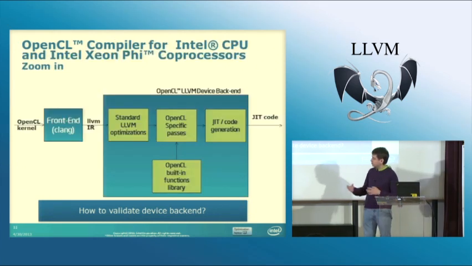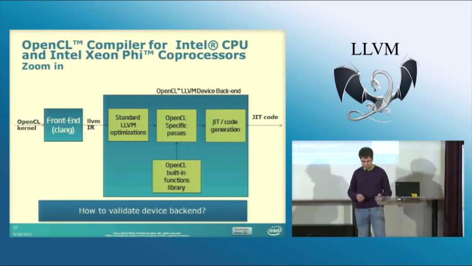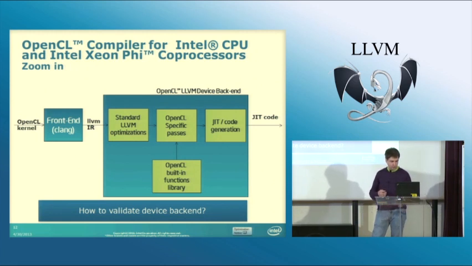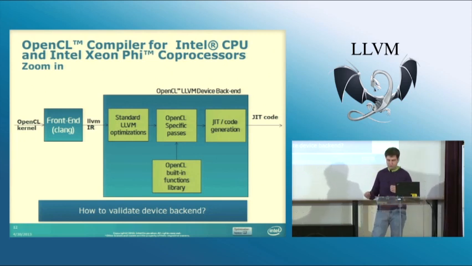For doing this, let's consider the data flow of code in our compiler. First we use the front end, which is Clang based. It takes as input an OpenCL kernel, then it produces LLVM IR. And then we have what we call the device backend.